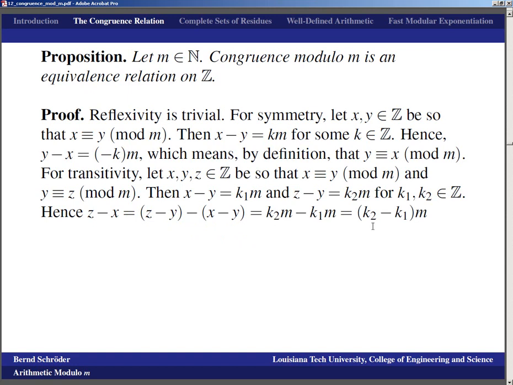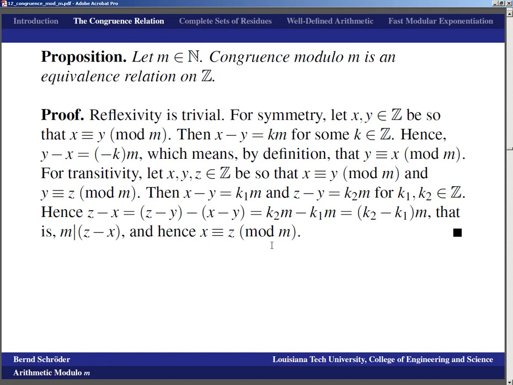And that of course means that (k2 minus k1)m is equal to z minus x. And that means that m divides z minus x, and hence x is equivalent to z modulo m. Okay, so that means congruence modulo m is an equivalence relation.